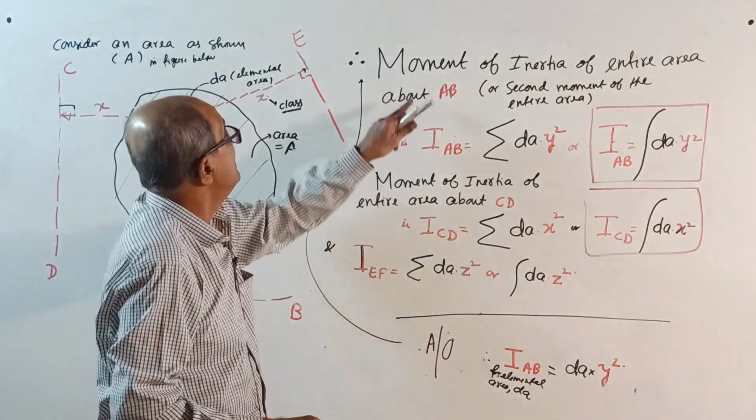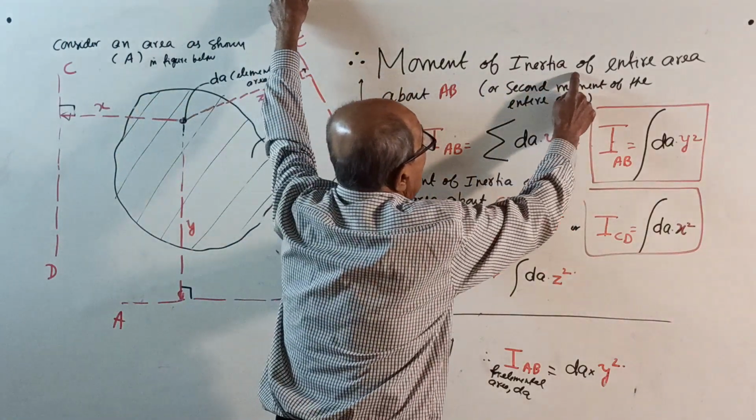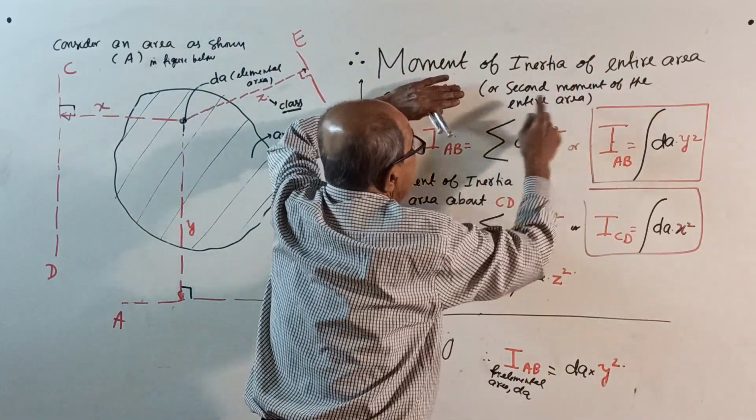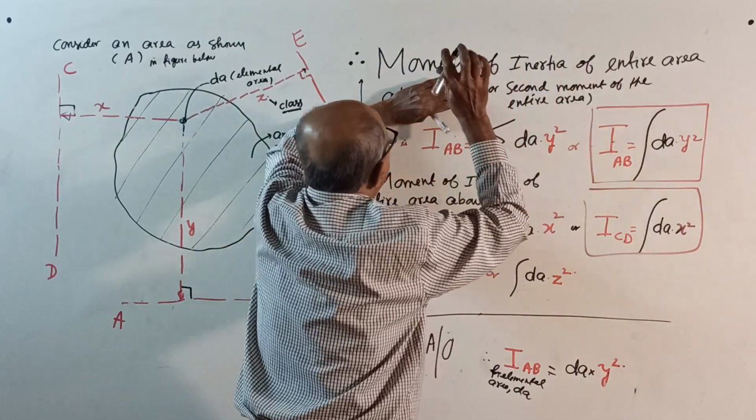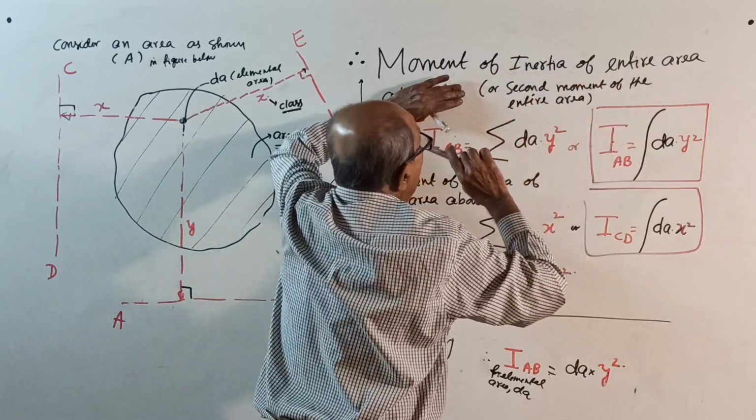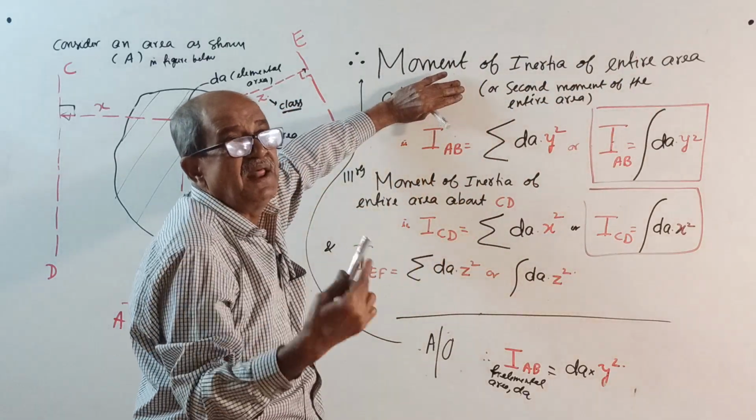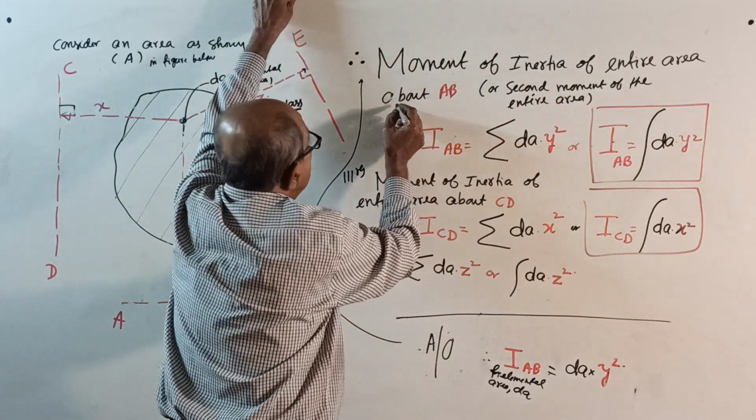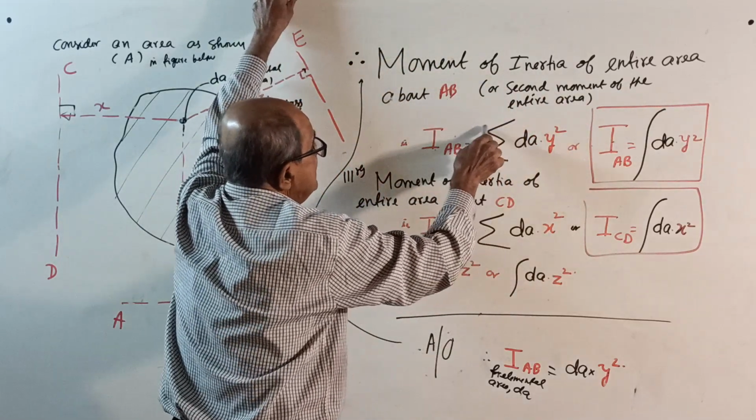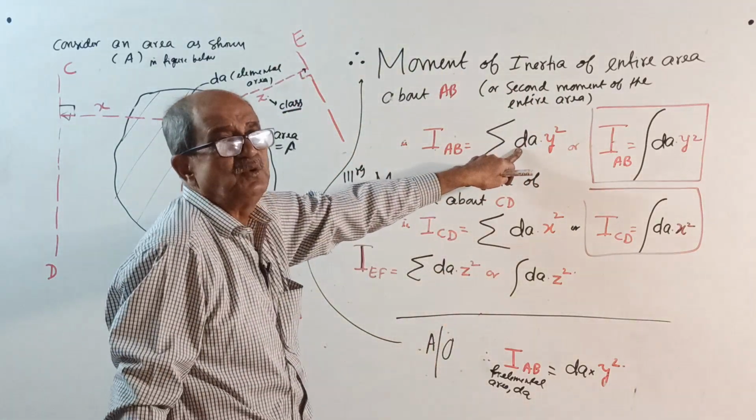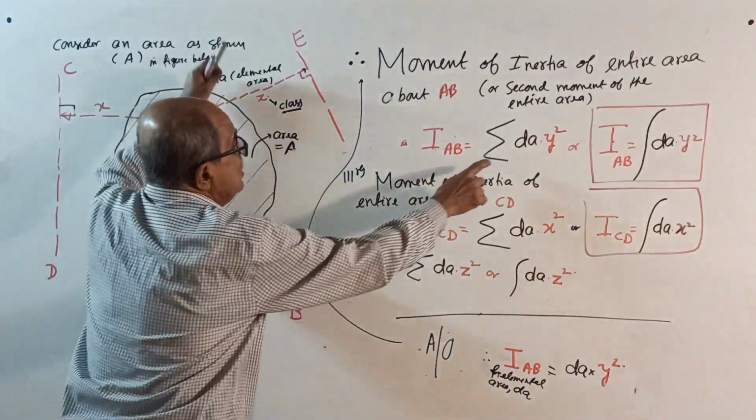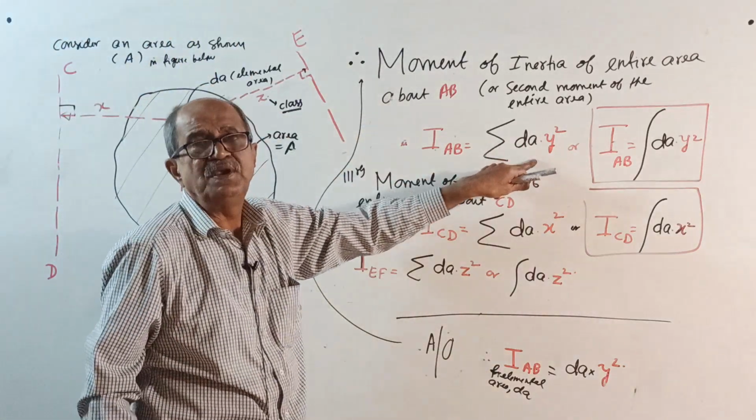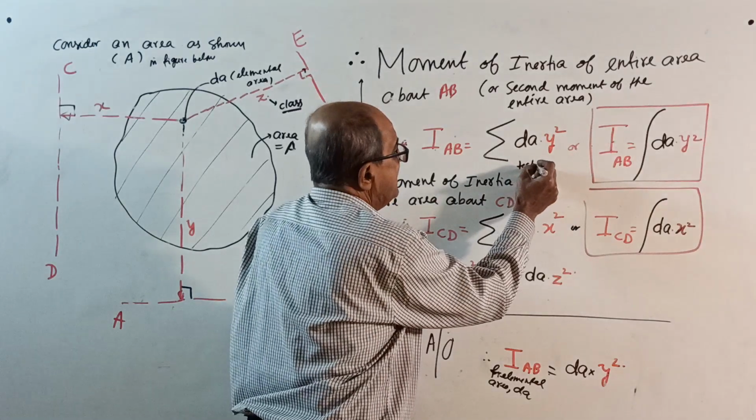Now mathematics. Therefore, the moment of inertia of the entire area, or second moment of the entire area. Either you call it moment of inertia of the entire area or area moment of inertia, or second moment of the entire area about AB: IAB equal to summation of dA into y square, sigma. When dA into y square is for the elemental area, for the complete area it is sigma dA into y square. Technically, this is the correct answer.